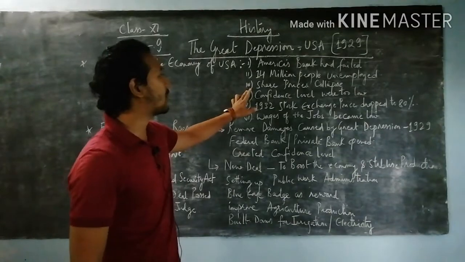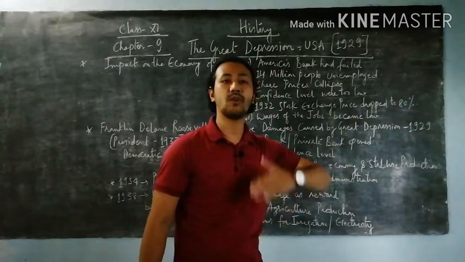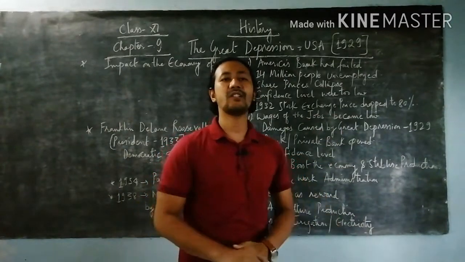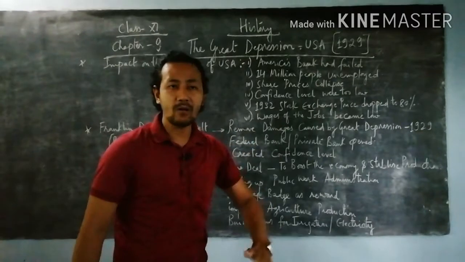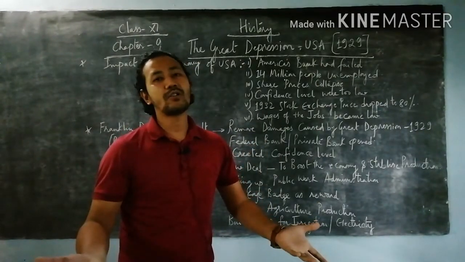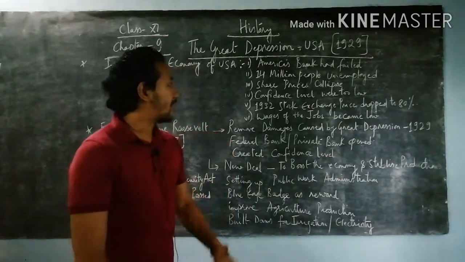Next, third point, talking about the share prices collapse. The share prices held by many of the citizens of America went very down in the share market, and everywhere in America there were lots of problems.